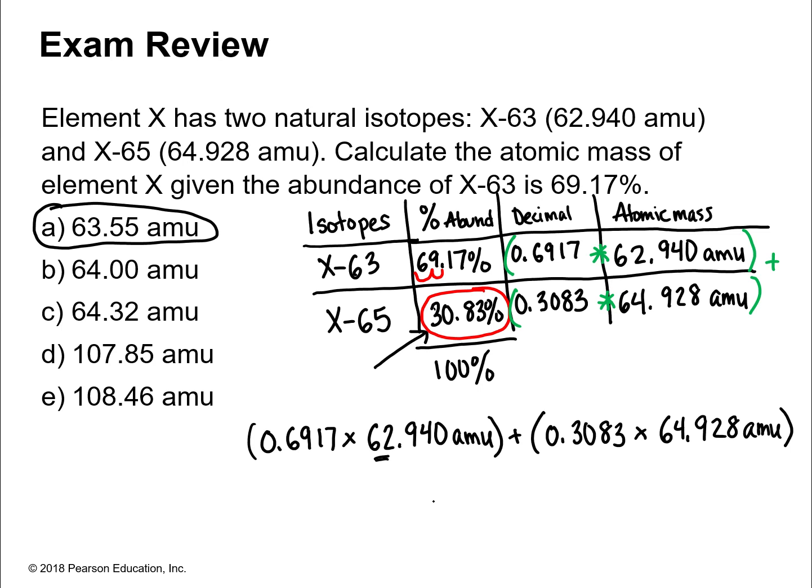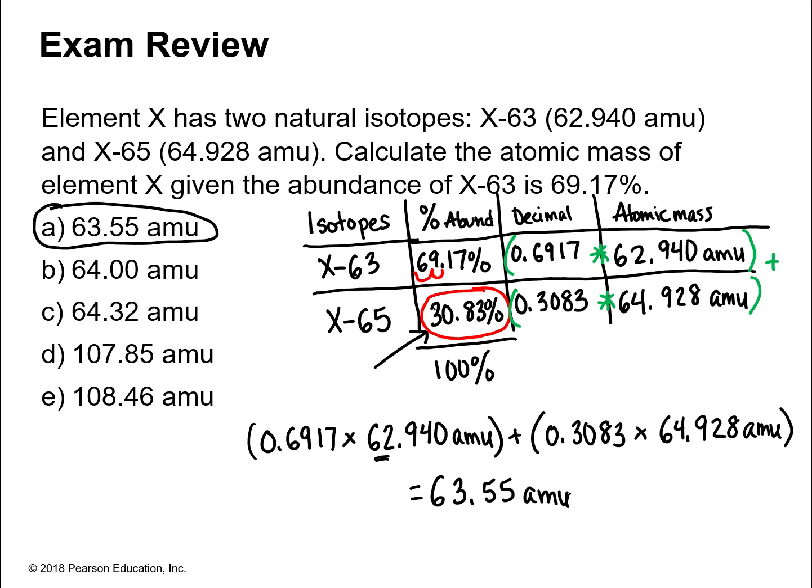When you put all this into your calculator, you should get 63.55. There may be another decimal or two after that. So the correct answer is A.